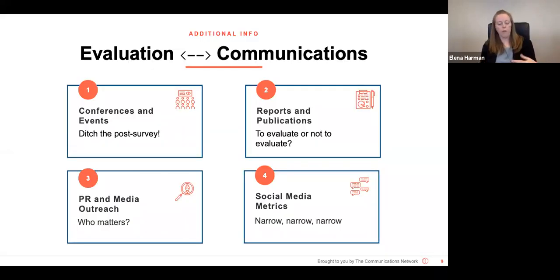So today we're going to focus on 4 key areas, core areas of the communication staff workload, and talk about some simple shifts that you can make to evaluating these areas to make them work better for you. So we're going to talk about conferences and events, reports and publications, public relations and media outreach work, and lastly, social media metrics. So let's start one by one and go through these, and we'll have a Q&A break at a couple of different points throughout this part of the section.